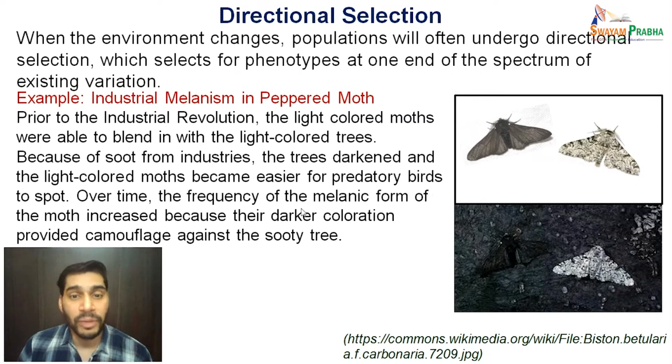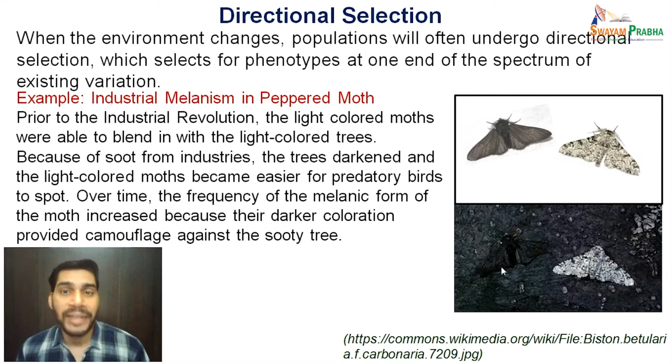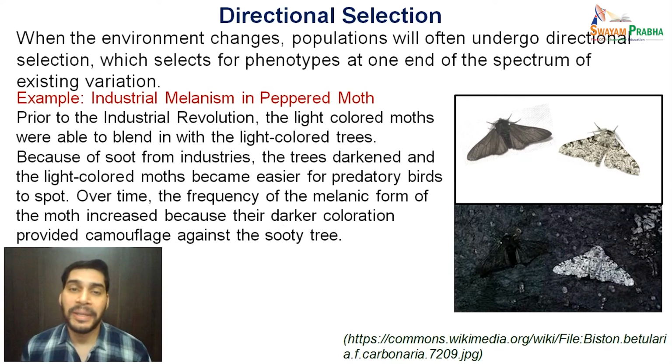Over time, the frequency of the melanic form of the moth increased, as it is not so easy to identify the dark colored moth in the dark background, because their darker coloration provided camouflage against the sooty trees. So selection is going in one direction here, from the light form towards the dark form, or it can go vice versa depending on the environmental conditions.